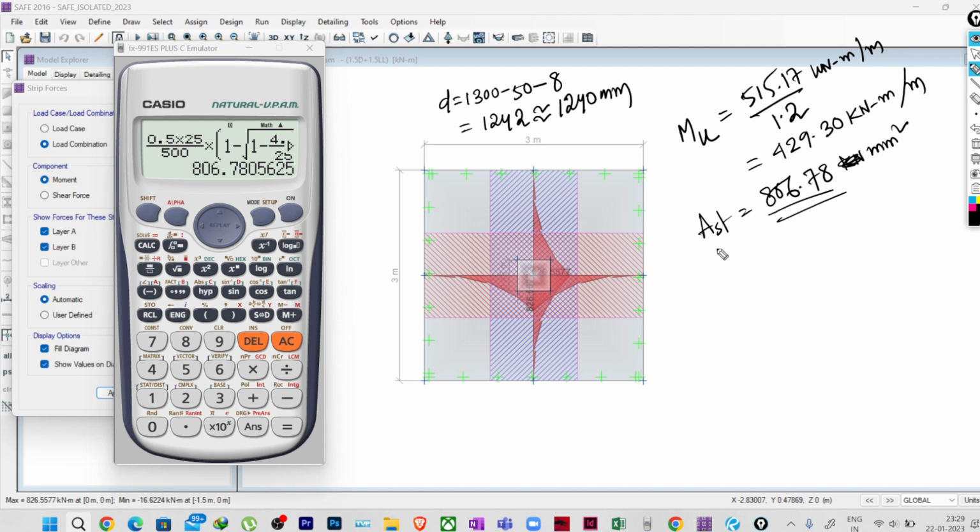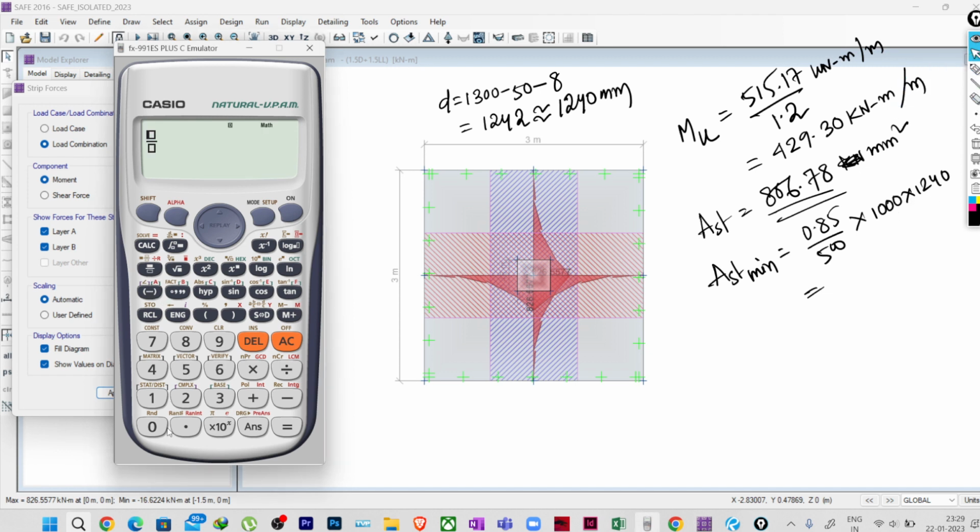Now we also need to check what is the Ast minimum required. So the Ast minimum is nothing but 0.85 by fy, that is 0.17% of 1000 multiplied by 1240, of this effective area. So how much are we getting? It will be 0.85 divided by 500 multiplied by 1000 multiplied by 1240, so it is 2108 mm square. It is the minimum reinforcement required.